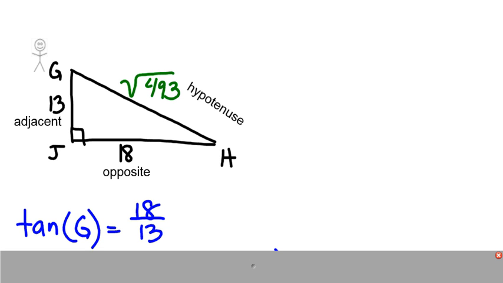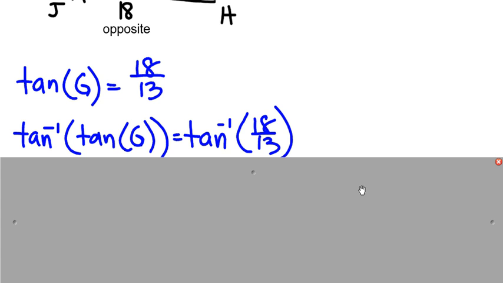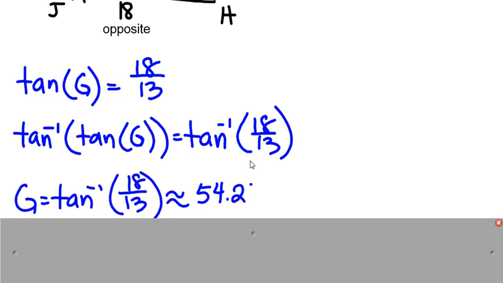We have to undo the tangent function to solve for G, so we'd have to use its inverse. So let's take the inverse tangent of both sides of our equation. These will undo each other, so G equals the inverse tangent of 18/13. So that's about 54.2 degrees.